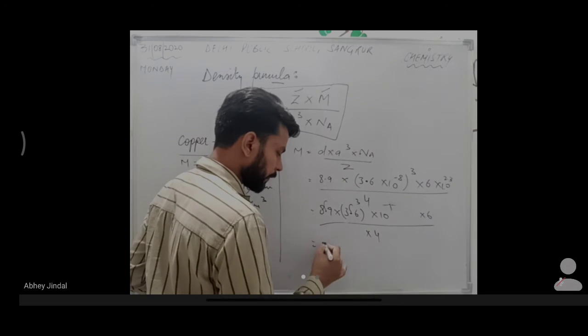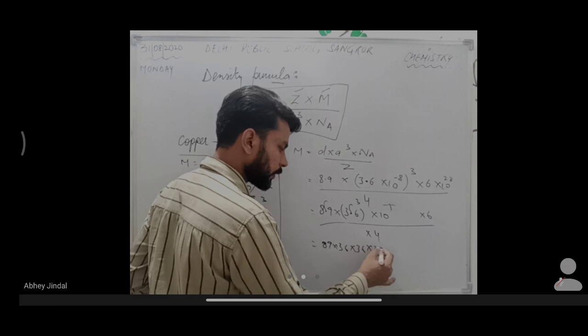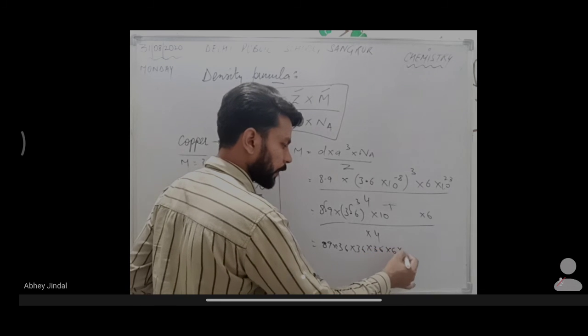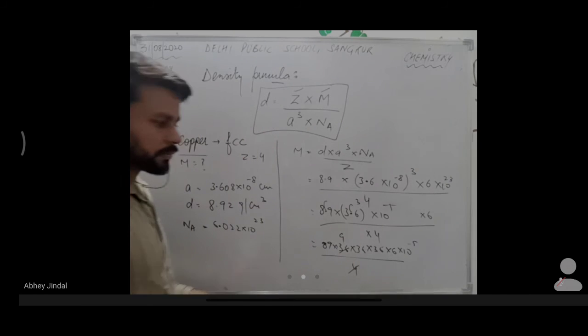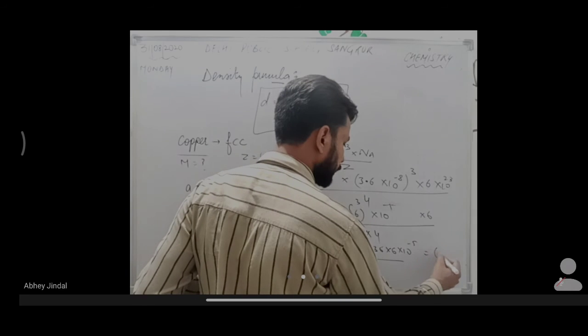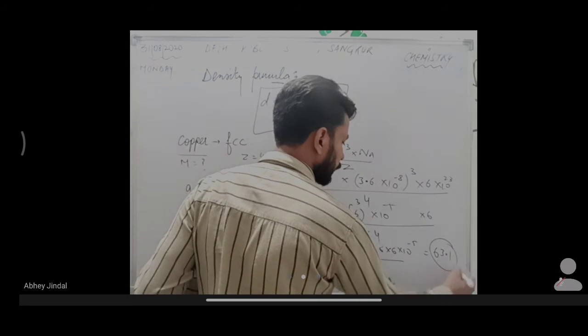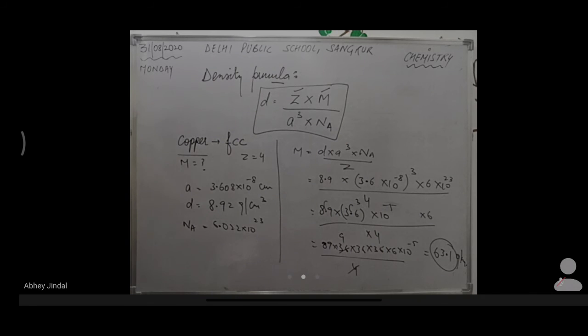So what is left with us? We have 89 into 36 into 36 into 36 into 6 into 10 raised to power minus 5 upon 4. 4 nines are 36. So you have to solve it, and when you solve it, you will get the answer as 63 something, that is 63.1 something. That is also the molar mass, gram per mole should be the unit, and of copper also, because copper has a molar mass of 63.5. 63.1, 2, 3, 4, 5, anything can come. So that would be the answer.